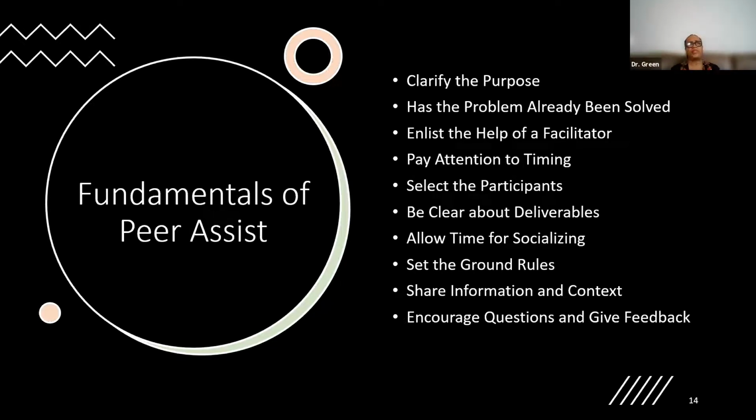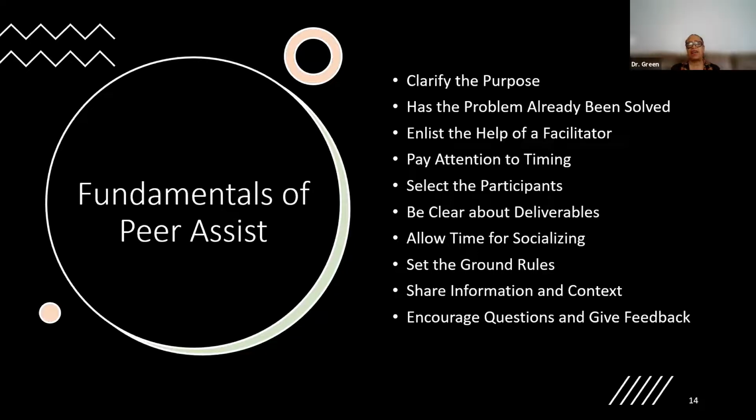Has the problem already been solved? You must be clear whether you're in the process of solving a problem, or if you're in the process of understanding it for clarity, because you want to make certain that you're not peer assisting someone and giving a solution when the problem hasn't been solved yet and they don't understand what the problem is. You can enlist the help of a facilitator if it becomes difficult to communicate. And hopefully that's not necessary, especially if it's a one-on-one or one-on-two type of peer assist.